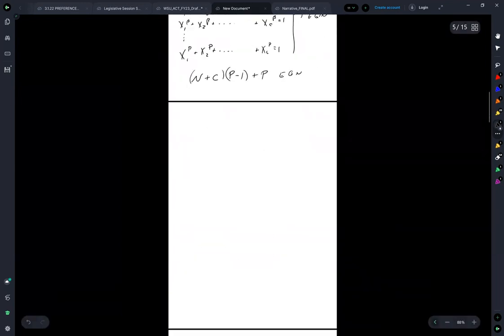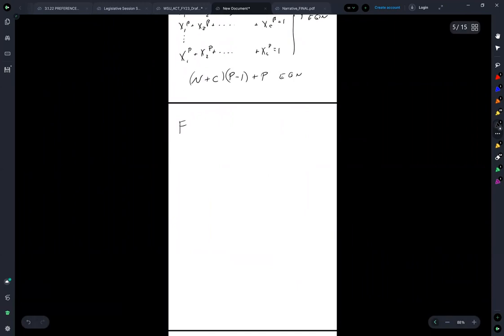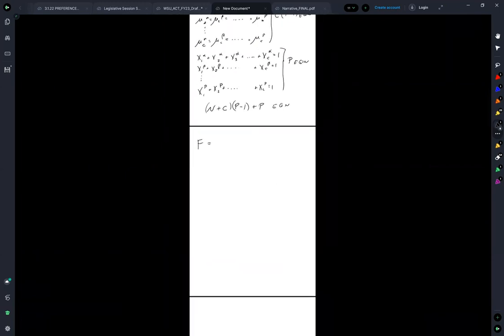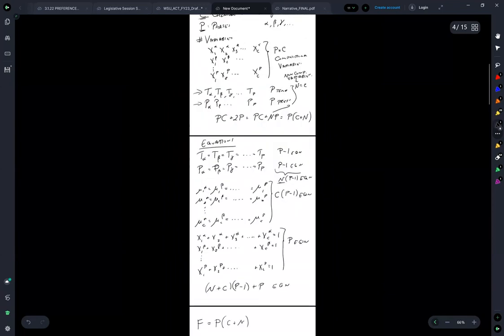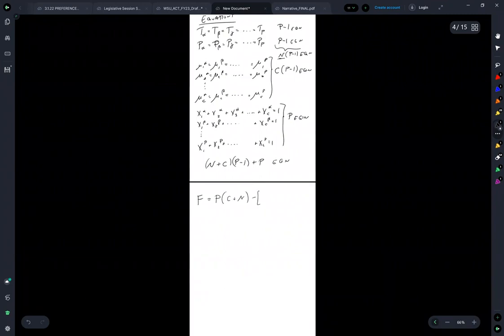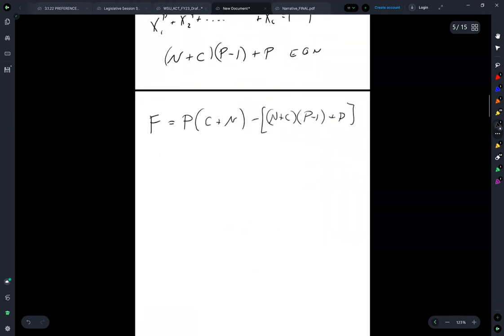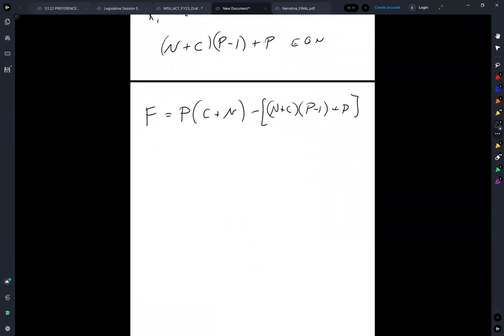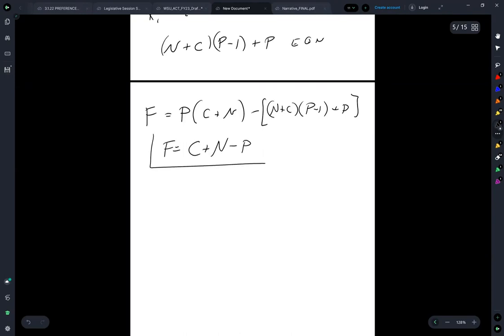So going back to our expression, we have the degrees of freedom are equal to p c plus n, so that's there, minus n plus c p minus 1 plus p. And with a little bit of algebra, this becomes f is equal to c plus n minus p.